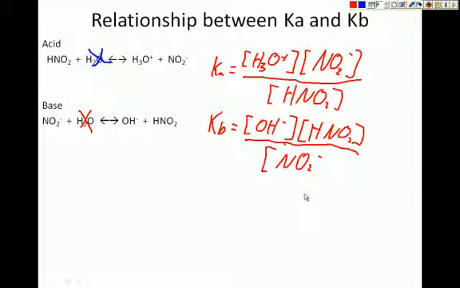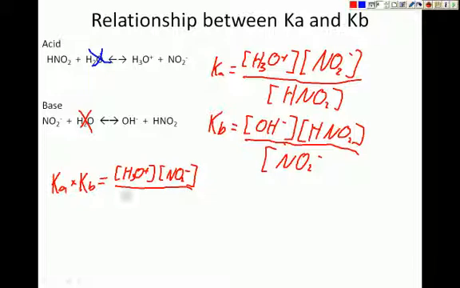Okay, so how is Ka related to Kb? Well, we're going to try doing this. We're going to multiply Ka times Kb to see what we get here. So if I were to take this Ka expression and substitute it in right here, we would go Ka is H3O+ multiplied with NO2- divided by HNO2.